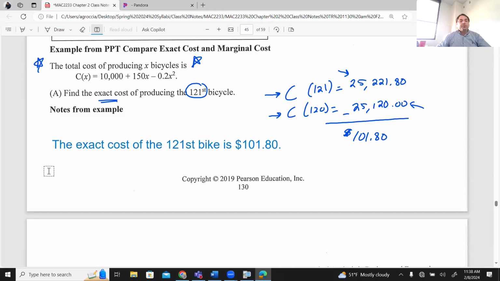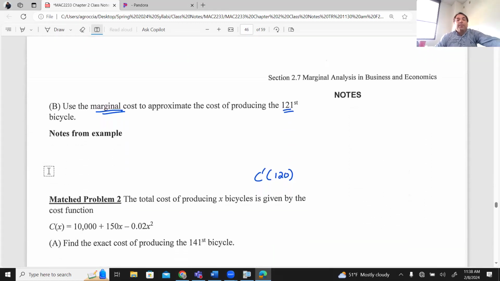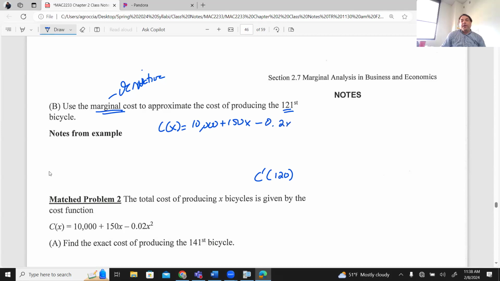It's just exact cost. Now, marginal cost, which is a similar idea, but this is using derivatives. Anytime you see marginal, it means take the derivative. So we have our cost is 10,000 plus 150x minus 0.2x squared. So we first have to find marginal cost. The derivative of 10,000 is 0. The derivative of 150x is 150. And the derivative of 0.2x squared is 0.4x.